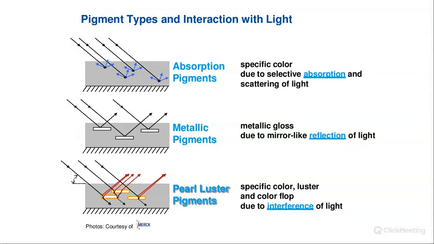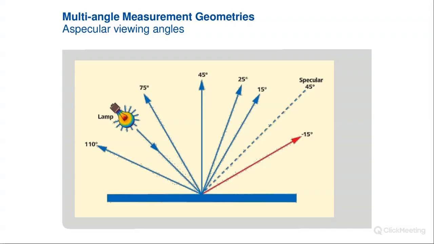These different pigments play a role in how we're going to see an object. On this next slide is the geometry inside of a multi-angle color measurement instrument. You need a light source, which we have in the instrument itself, and then we have six different angles that we can use for a color measurement.